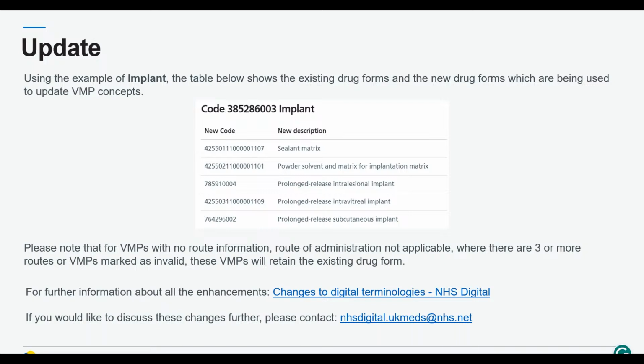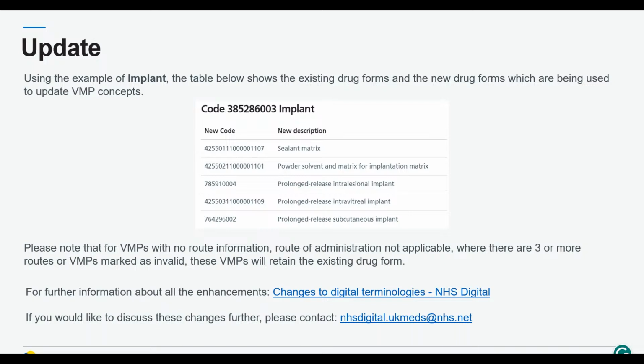So just to provide an update, and this information is again all on our website. For implant, you can see the current description of implant and then the code, the SNOMED CT identifier, next to it. What we've done is we've created new forms which marry to EDQM forms. We've reviewed all the VMPs with implant as a form, and either it retains a form of implant where they exist in the rules, or we'll be giving it one of these new ones.